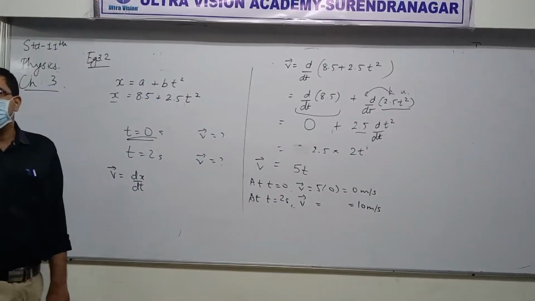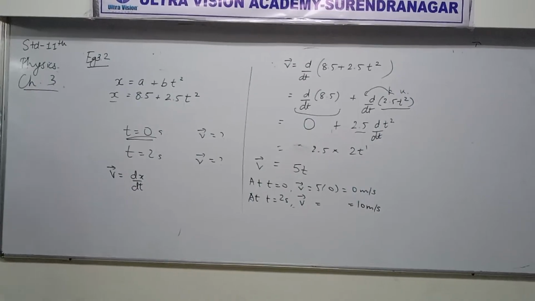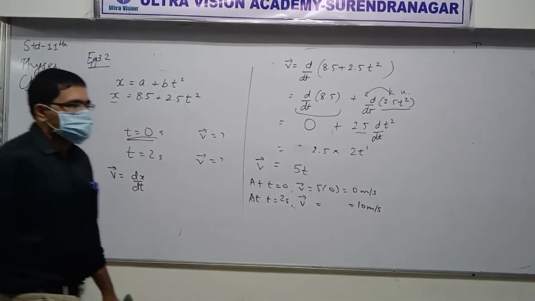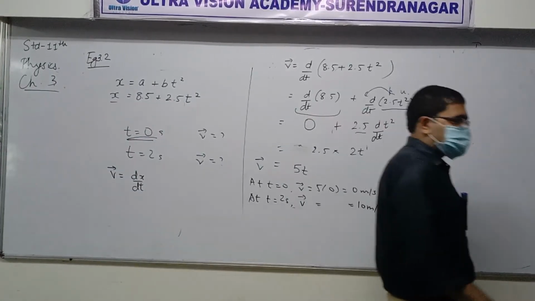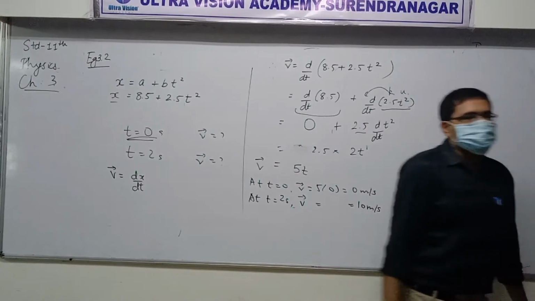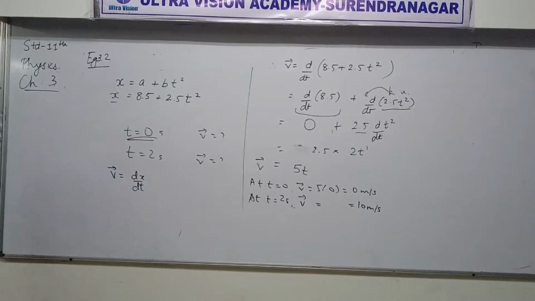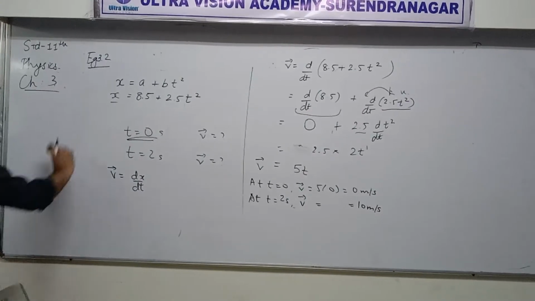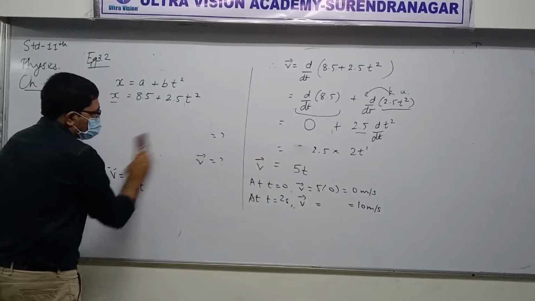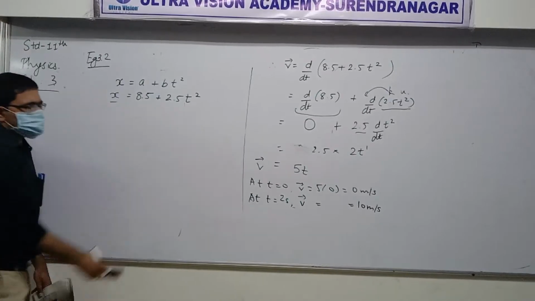Fine. The velocity at t equal to 2 seconds is 10. Any questions? See, I'm not asking that for formality. I'm just trying to encourage you to ask if you have anything. Anyone? Okay. Right. There is something more to be found also, I think, in this question.